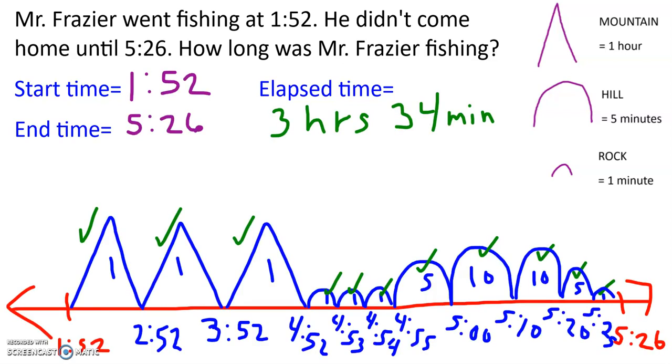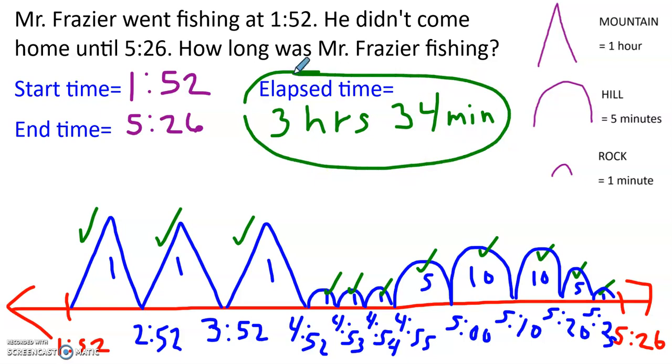If you calculated this out correctly, you should have gotten that Mr. Fraser was fishing for 3 hours and 34 minutes. A couple of things to notice here. It's okay if your number line does not look exactly like mine. After I added my hours, I went ahead and did some rocks as minutes. You might not have done that. You might have put your minutes at the very beginning of the number line to get to more of a benchmark number straight away. That's fine.